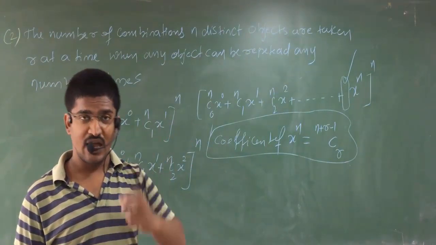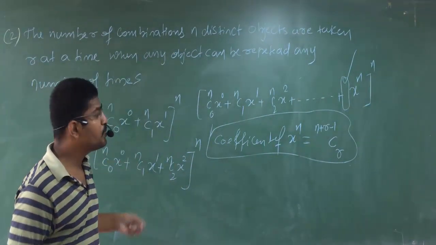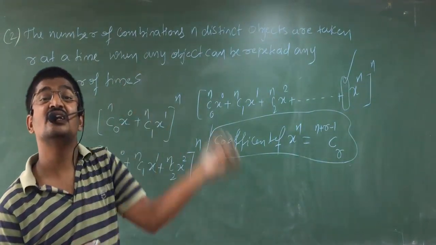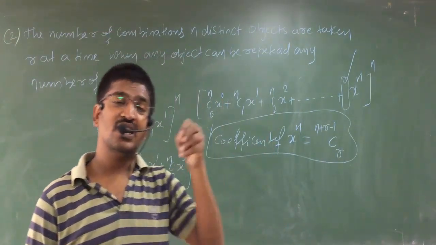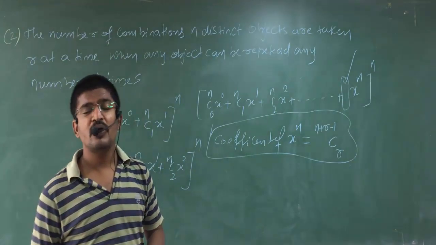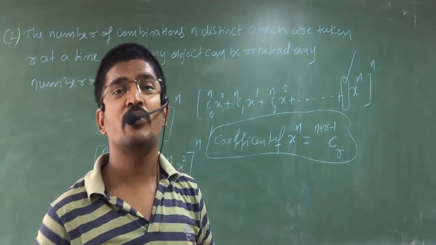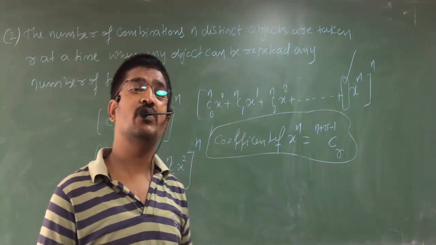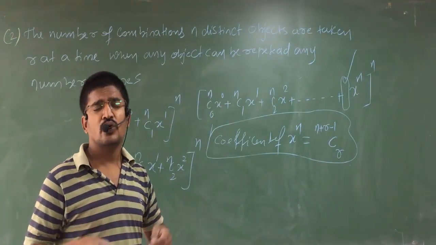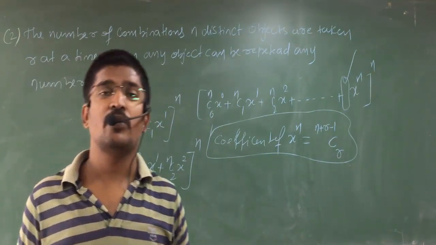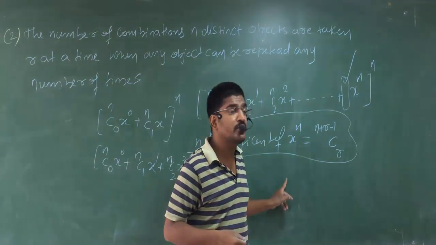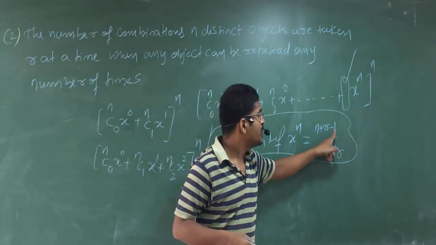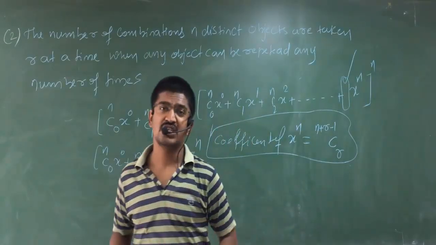Clear? Along the same way, now I will solve the problems on this, so that you can understand the concept. If you are not understanding the concept now, no problem. When I solve some of the problems, then the concept will be very much clear. So let us go for the problems. But you remember this formula, the coefficient of x to the power of n is (n plus r minus 1)Cr. Clear, students?